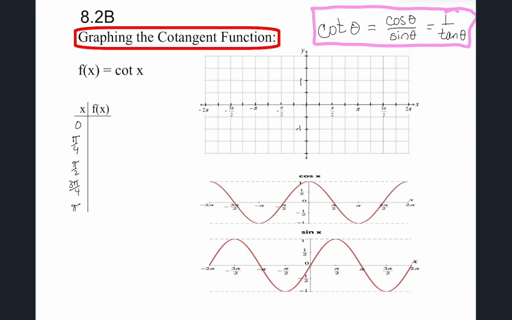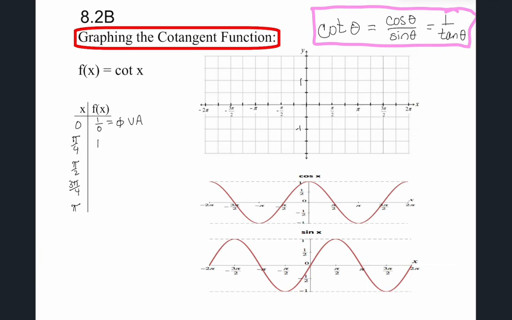Now, if we did the unit circle and if we did cosine over sine, our first location would give us 1 over 0, which is undefined. So there is a vertical asymptote at 0 for our cotangent function. Pi over 4 is 45 degrees. Cosine over sine is square root of 2 over 2, divided by square root of 2 over 2, or 1.